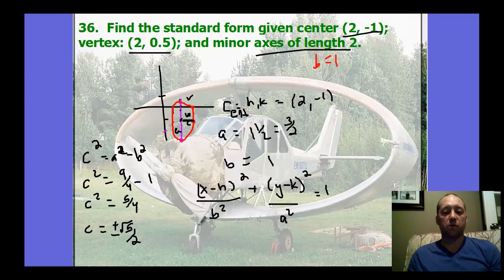Now I can substitute the numbers, so it's x minus my h, which is 2, all over b squared. B is 1, so we have 1, plus y minus k, which is -1, so I'm adding 1 squared, over a squared. A is 3/2, so we have 9/4, equals 1. So that would be the standard form.